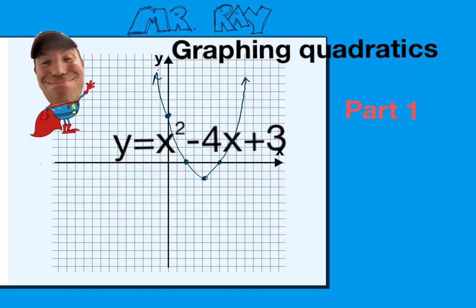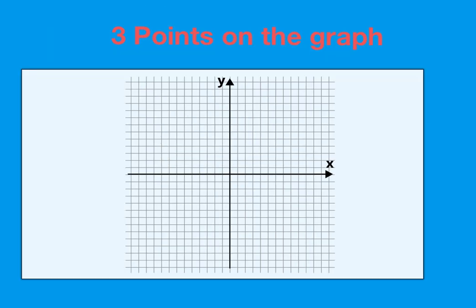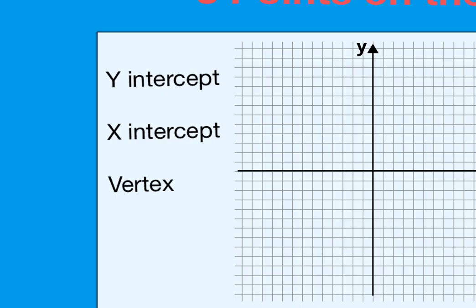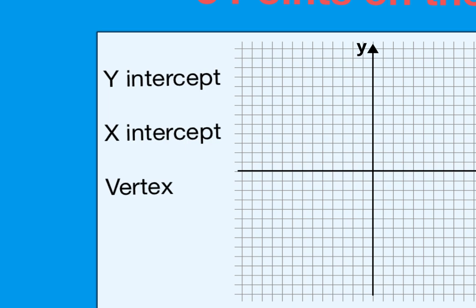Hi there, Mr. Ray again, and today we are going to take a look at graphing quadratics, such as y is equal to x squared minus 4x plus 3, and this is part 1, okay? So part 1. In order to graph, we need to know 3 kinds of points on the graph. We need to know the y-intercept, the x-intercept, and the vertex. Sometimes there's going to be more than one x-intercept, by the way. Let's take this step by step.